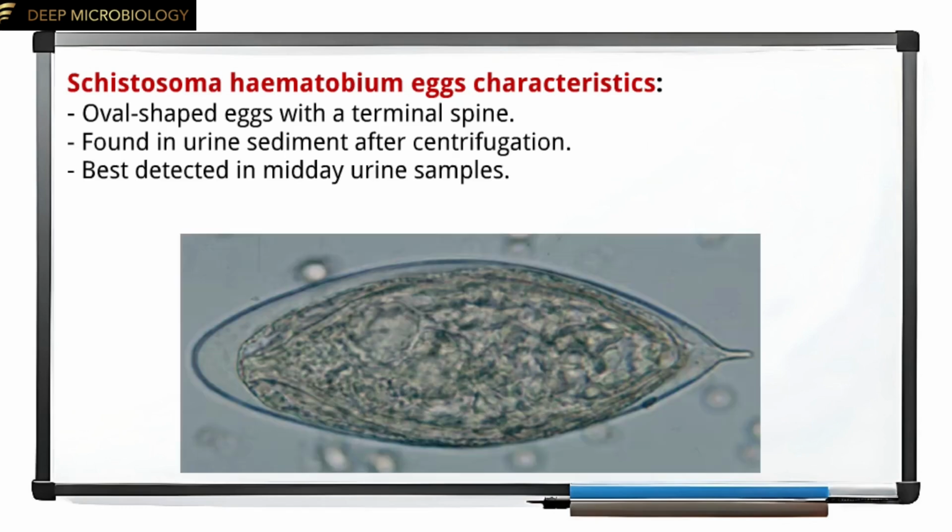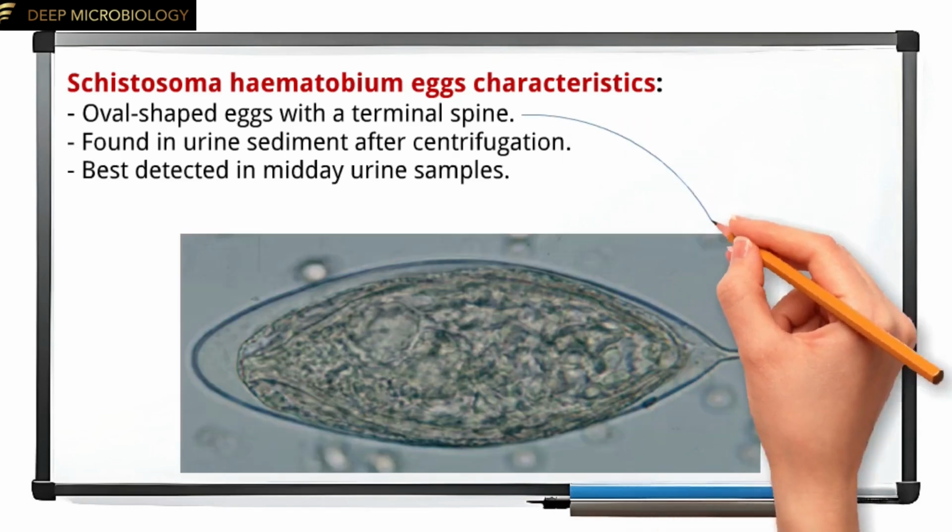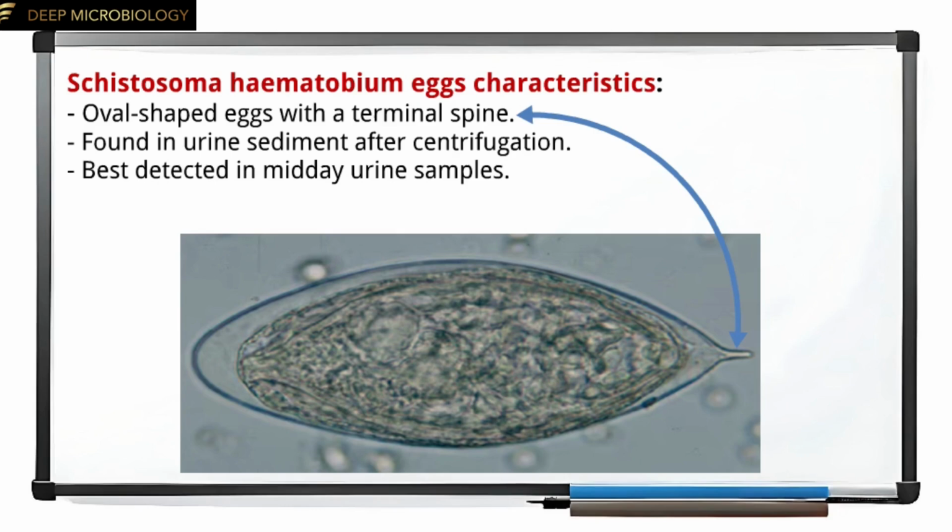Schistosoma hematobium egg characteristics: oval-shaped eggs with a terminal spine, found in urine sediment after centrifugation, and best detected in midday urine samples.